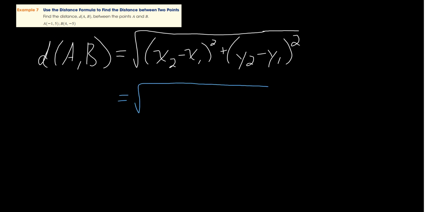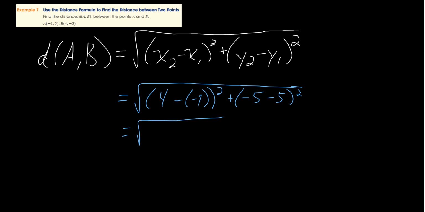So my difference of my x's. If I said this was point 2, then I'm going to make that my x2. So I'm going to say 4 minus a negative 1, and we're going to square that, plus negative 5 minus 5, squared. Now let's do the arithmetic. 4 minus negative 1 is 5. 5 squared is 25, so we've got 25.